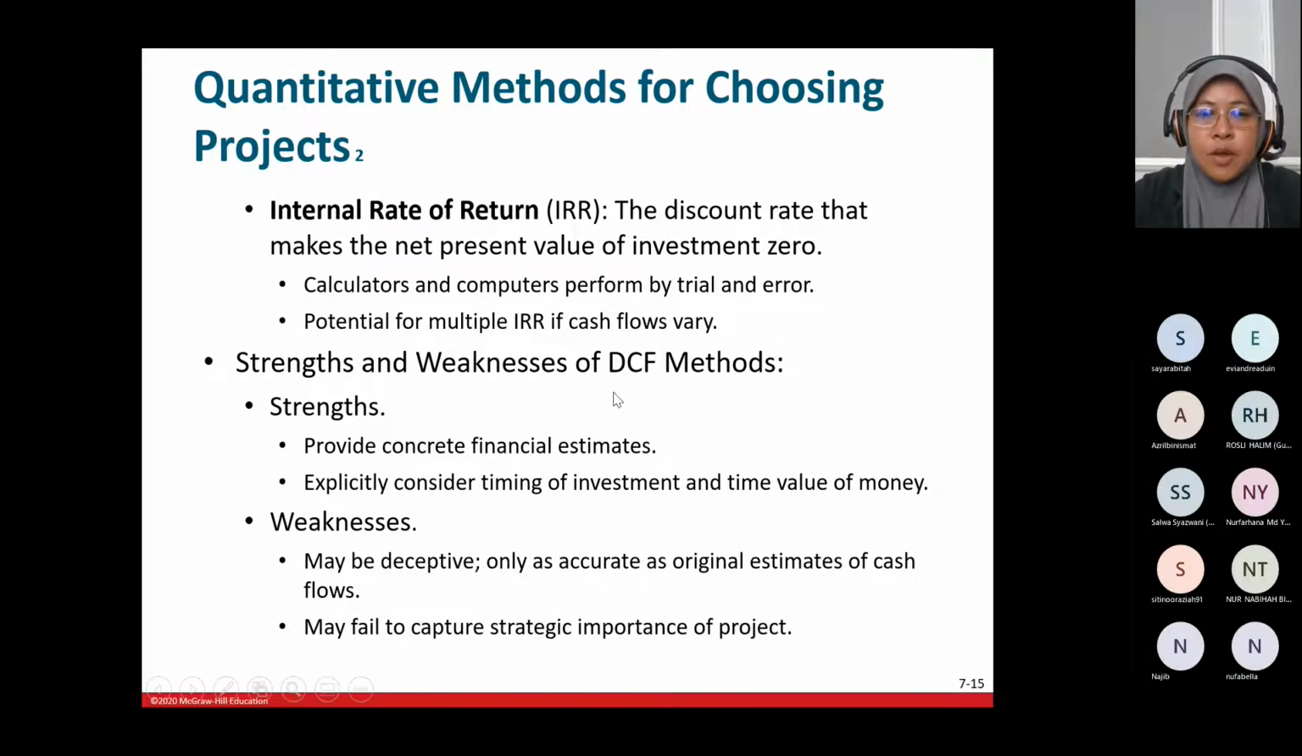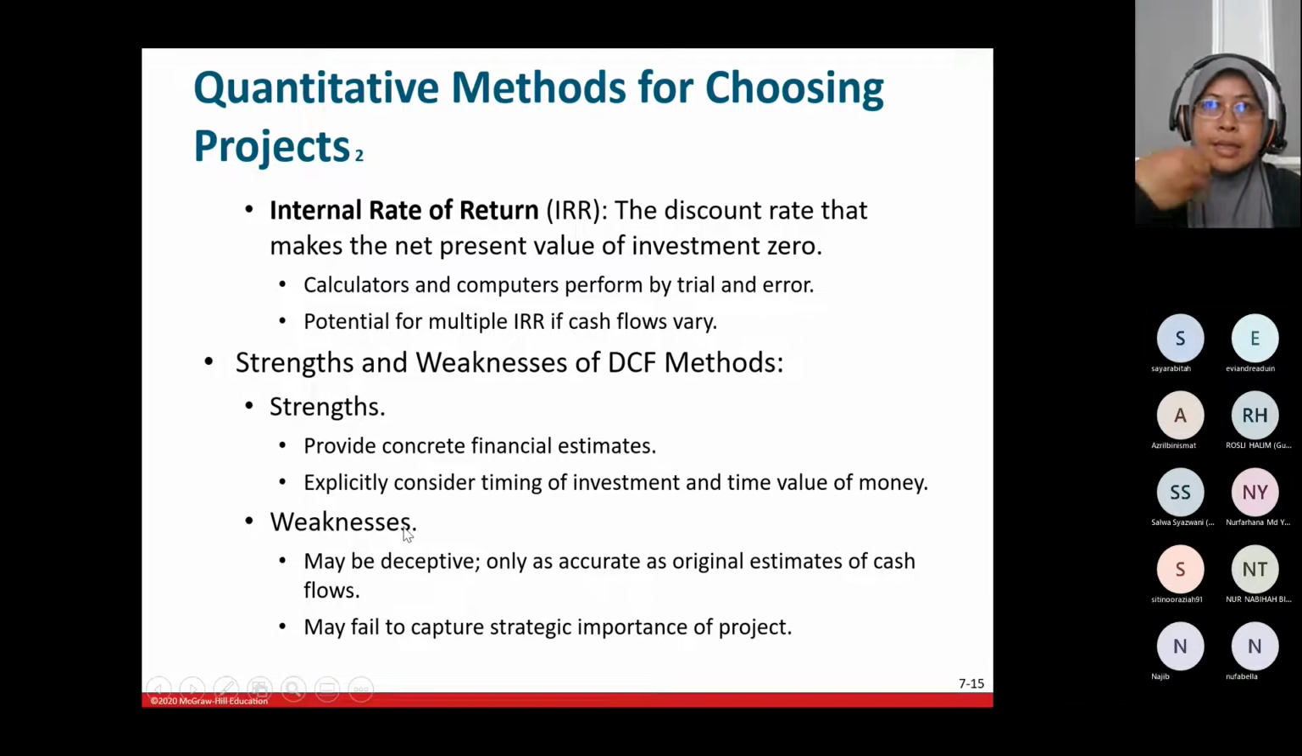And the strengths and weaknesses of the DCF method: the strength is it provides a concrete financial estimate, very easy. Meaning to say, the more the return exceeds the discount rate, the better. But if it doesn't exceed the discount rate, something is not right with the project. The project is not being managed as planned. So management has to go back and review what is going on and explicitly consider timing of investment and time value of money.